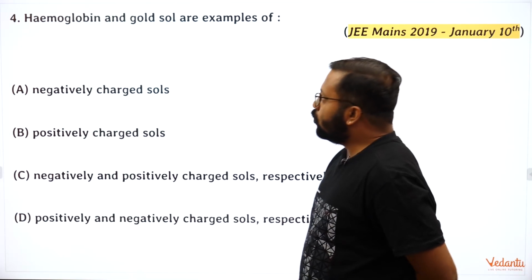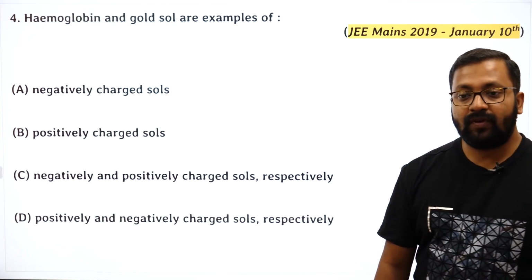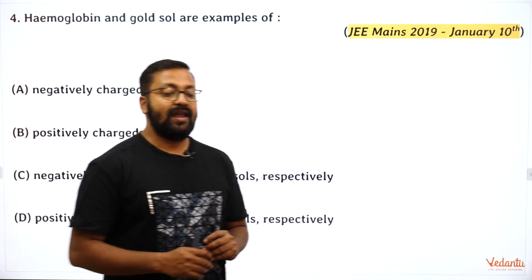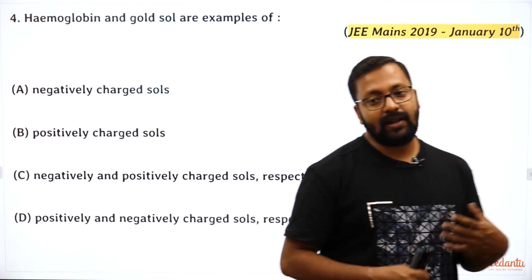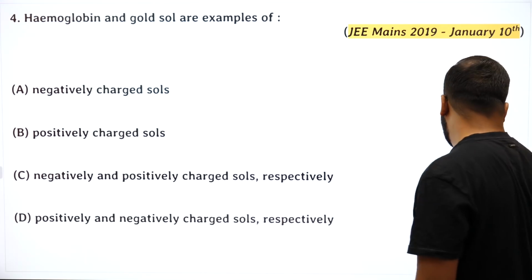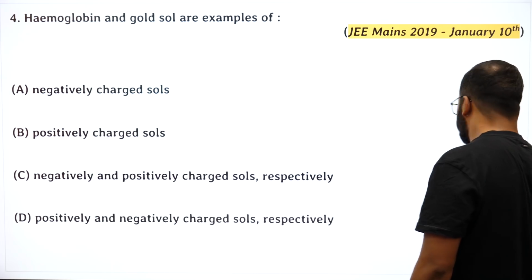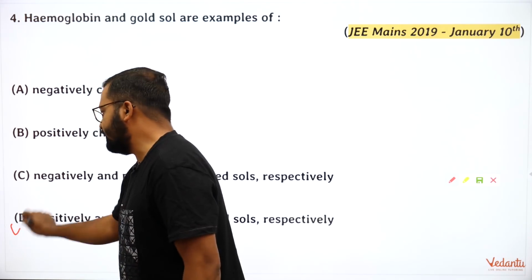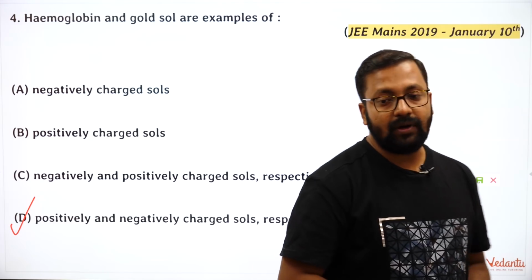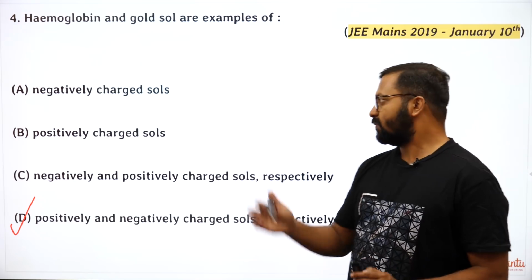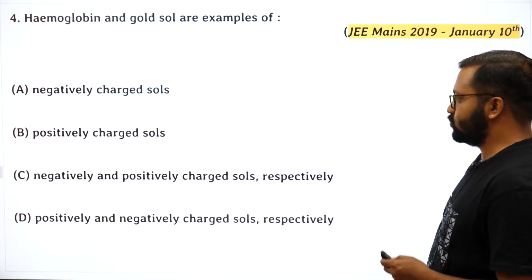Next, hemoglobin and gold sol are examples of. Hemoglobin is an example of a positively charged sol and gold sol, a metal sol, are generally negatively charged. So the right answer to this question is positively charged and negatively charged sols respectively. The right answer is D. Please do remember what kinds of sols these are, remember this. Okay? Let's move on to the next question.